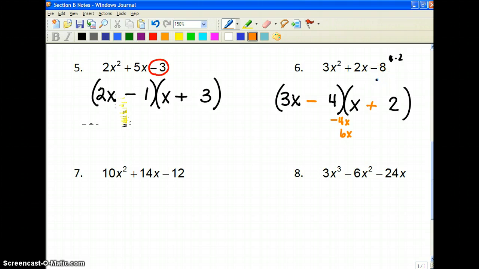Okay, again, how do you know you're done with these problems? Just like before, you can't take anything out of either parenthesis, and they're not square minus squares or cubes, so you know you're done with the problem.